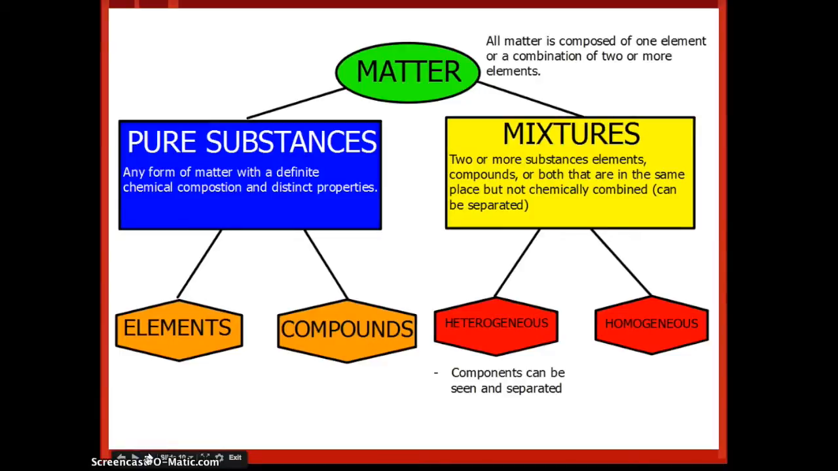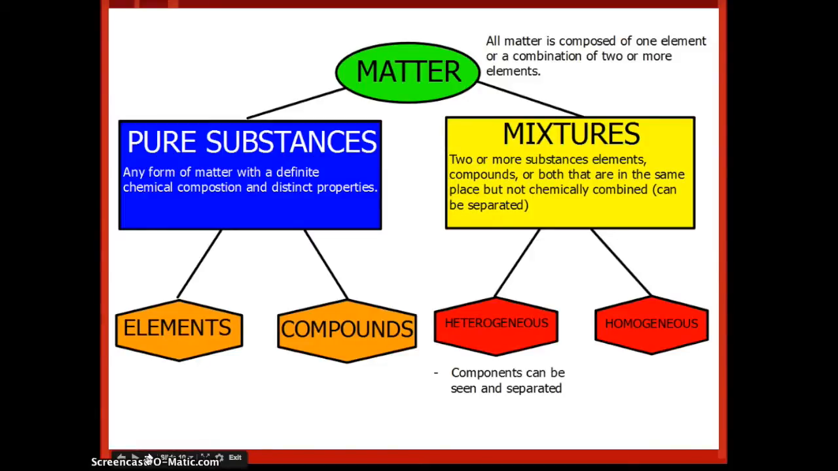Now, remember that heterogeneous, the components that you're seeing can be separated. So heterogeneous is a mixture. But basically, it's a type of mixture where we can see the differences. Remember we talked about things like the salad, where you can see the lettuce and you can see the tomato and you can see the cucumber and the carrots. You can see the different pieces. They look different, and if you wanted to separate them, you could easily do so.